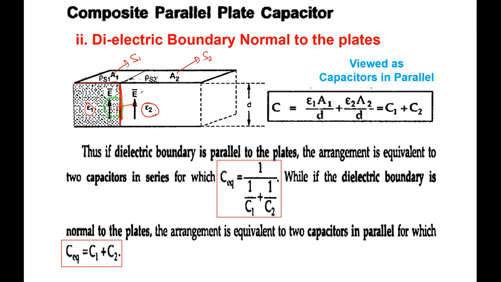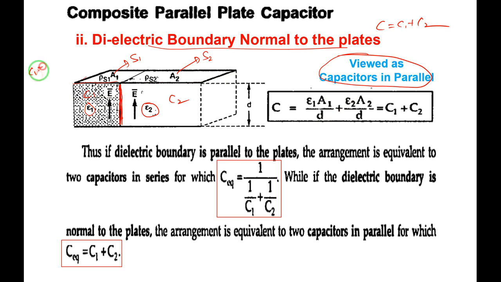So the boundary between two perfect dielectric materials is normal to the plates. We can see this arrangement as capacitors in parallel, one after the other. If the capacitors are in parallel, we will add them. C is equal to C1 plus C2, where C1 and C2 are the two capacitances. We know how to calculate C1 and C2.